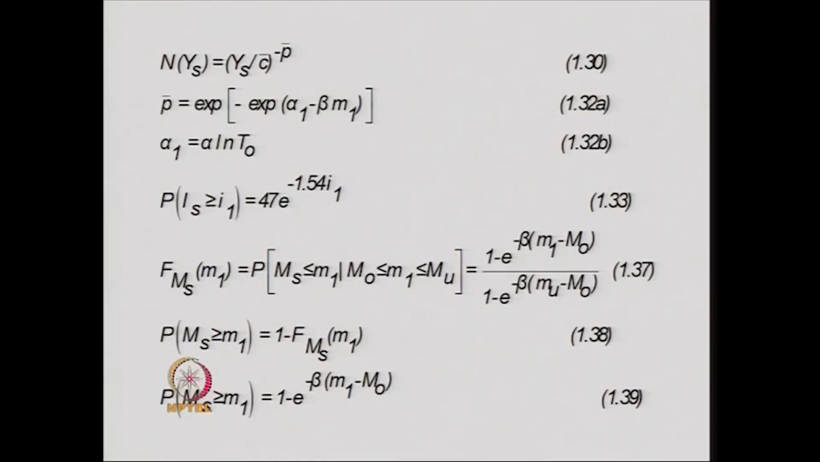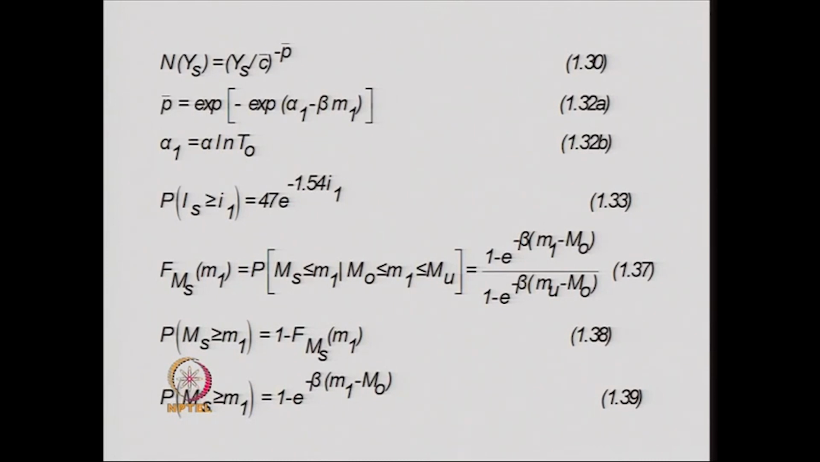The first equation talks of the annual occurrence of a particular event, that is the number of earthquakes with magnitude or peak ground acceleration exceeding a value of ys. So ys in general indicates an earthquake measurement parameter. Let's say it is peak ground acceleration for our problem.